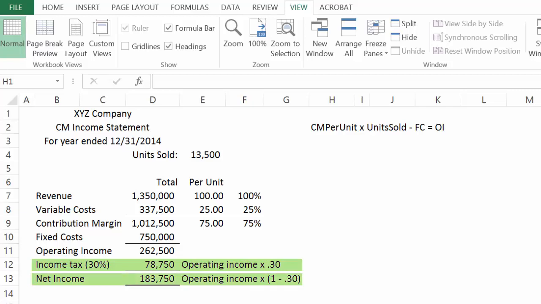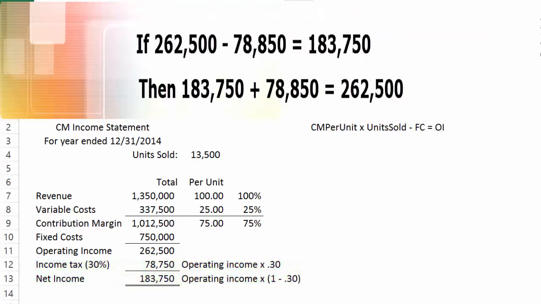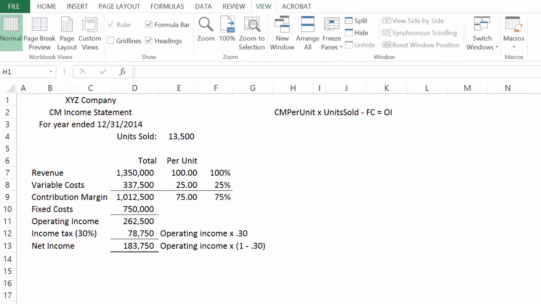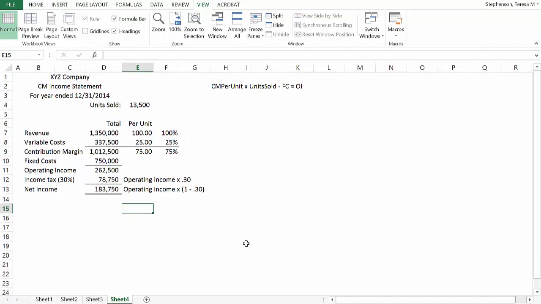But off to the right, I've written a couple of formulas. So operating income times 30%, that's pretty straightforward. But then operating income times 1 minus 30%. Those two numbers, income tax and net income, have to add together to become operating income, right? Operating income minus income tax is net income, so net income plus income tax is operating income. Therefore, you can arrive at net income by taking operating income times 1 minus the tax rate, or the complement of the tax rate. In this case, operating income times 70%.